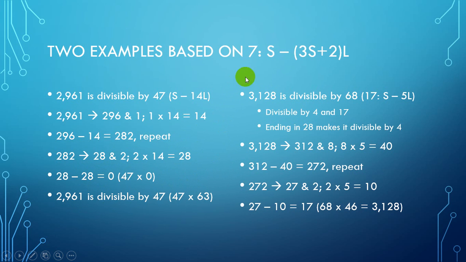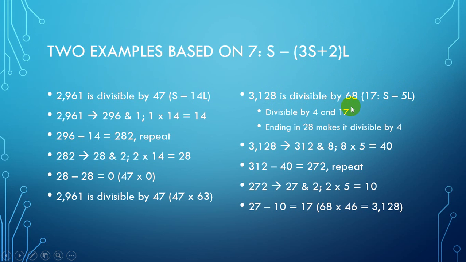Now, let's do a composite rule here. 4 and 17 to check for divisibility by 68. 3,128 is divisible by 68. And the rule for 17, the stem here is 1, so it's just 1 times 3 is 3, plus 2 is 5, so s minus 5l is your divisibility rule for 17.